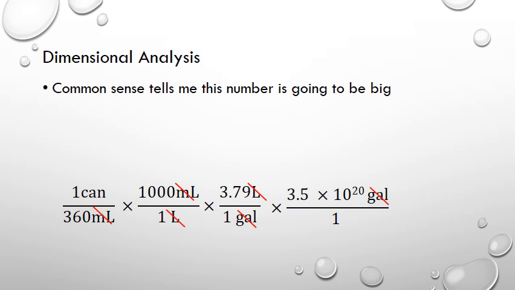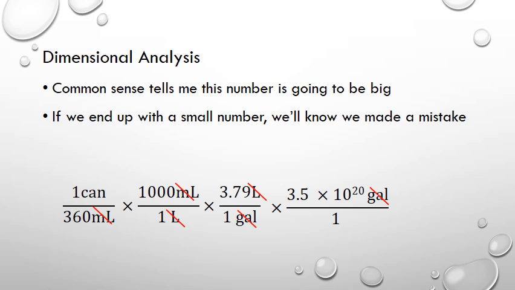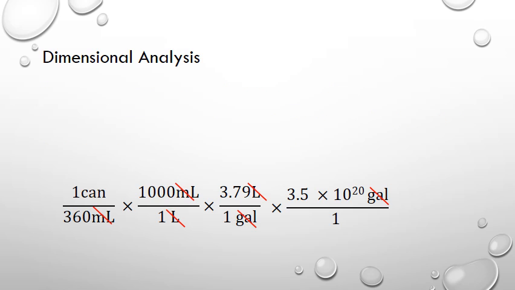Common sense says this number is going to be big. There's a lot of water on planet Earth. Cans are pretty small, so it's going to take a lot of them to fill that. If we end up with a small number, we'll know we made a mistake. Always apply common sense to your answer. It's a good check. The calculated answer I get is 3.7 times 10 to the 21st. Yeah, that's a pretty big number. We're going to use two significant figures because our given information, the 3.5 times 10 to the 20, was 2 sig figs.